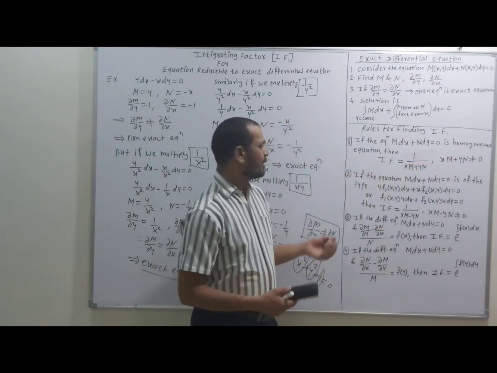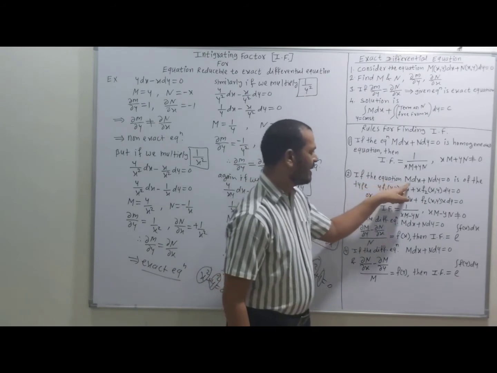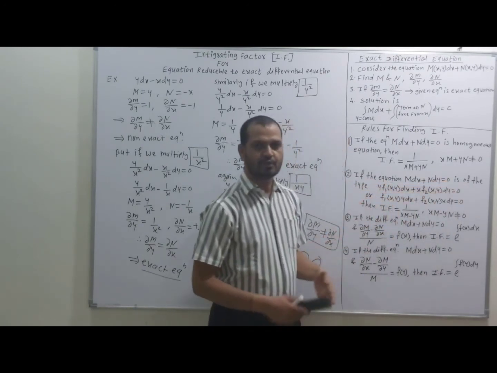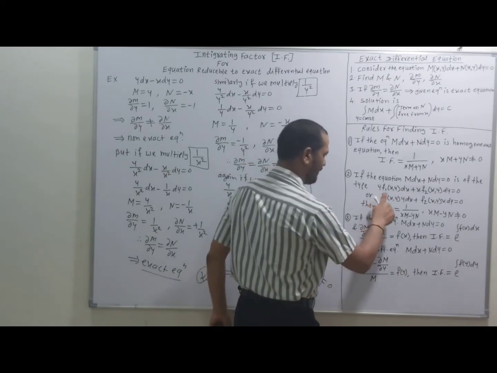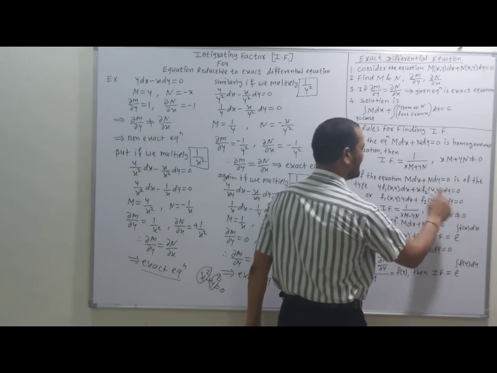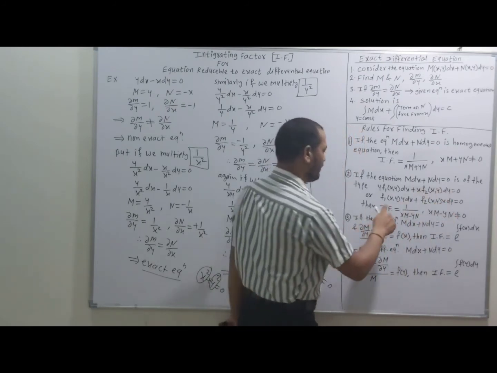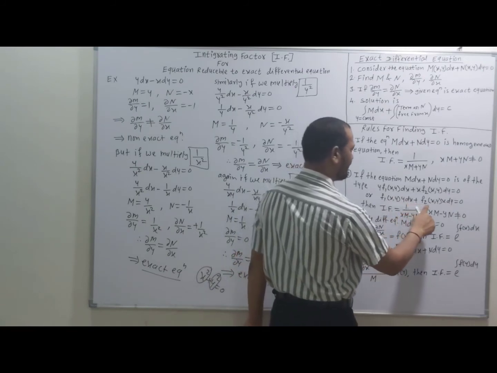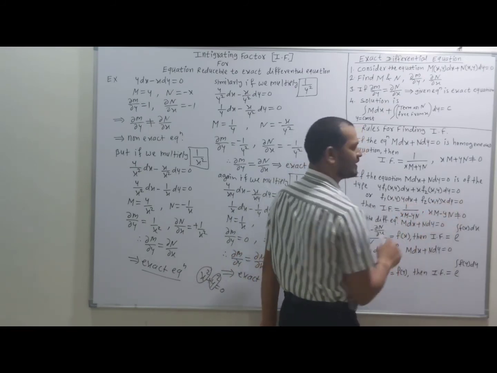Then rule number 2: if the equation M dx plus N dy equal to 0 is of the form y into f1 of xy dx plus x into f2 of xy dy equal to 0, or we may write this as f1 of xy times y dx plus f2 of xy times x dy equal to 0.